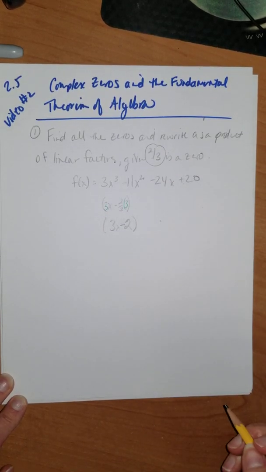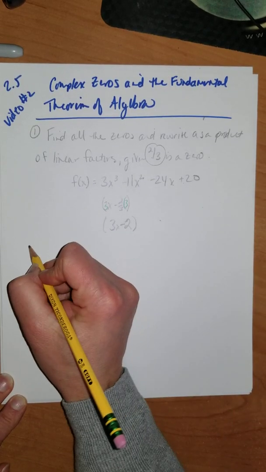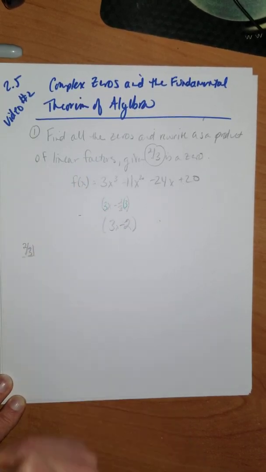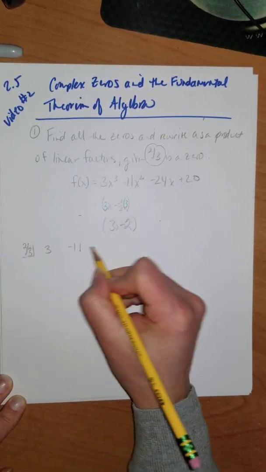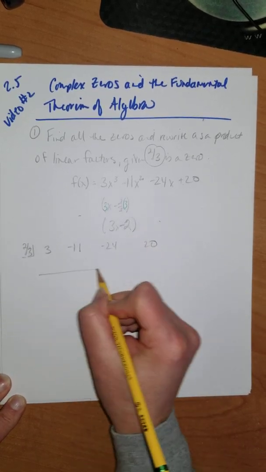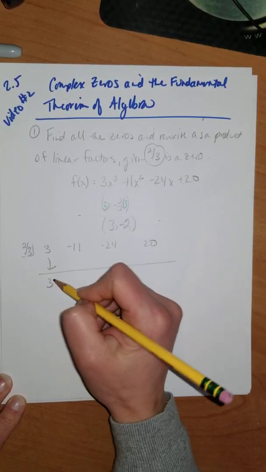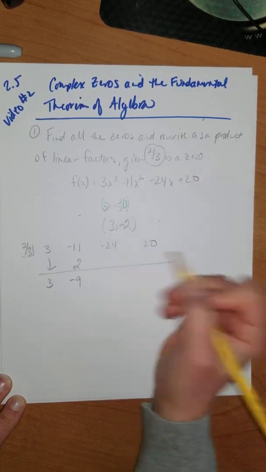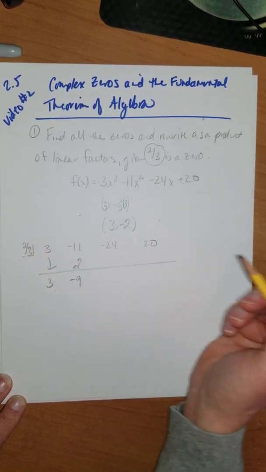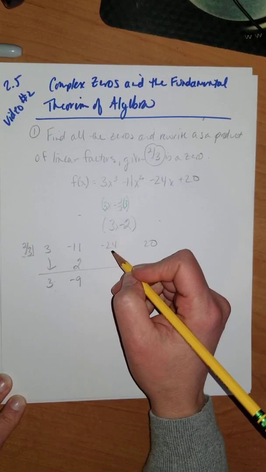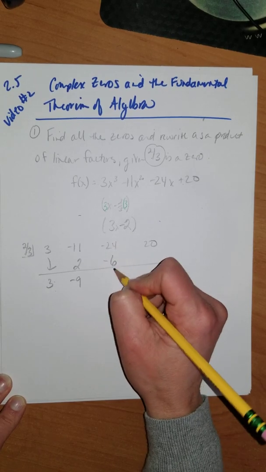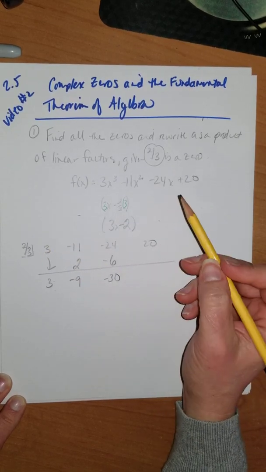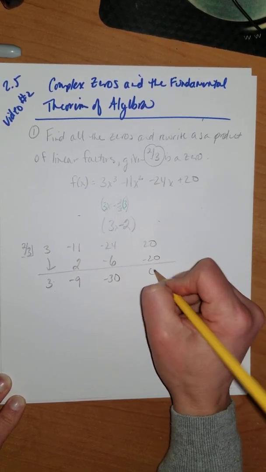Now, in order for me to use synthetic division, I need the zeros, so I am going to use 2/3 as my factor. Across the top, we're going to have a 3, a negative 11, a negative 24, and a 20. Here we go. Drop the 3. 2/3 times 3: 2 times 3 is 6, 6 divided by 3 gives me 2. Add down negative 9. Negative 9 times 2/3: negative 18 divided by 3 is negative 6. Add down negative 30. Negative 30 times 2/3: negative 60 divided by 3 is negative 20. Add down that 0, which is awesome.